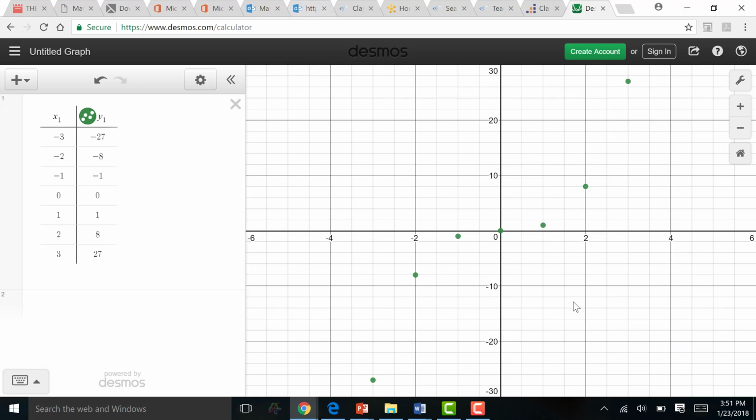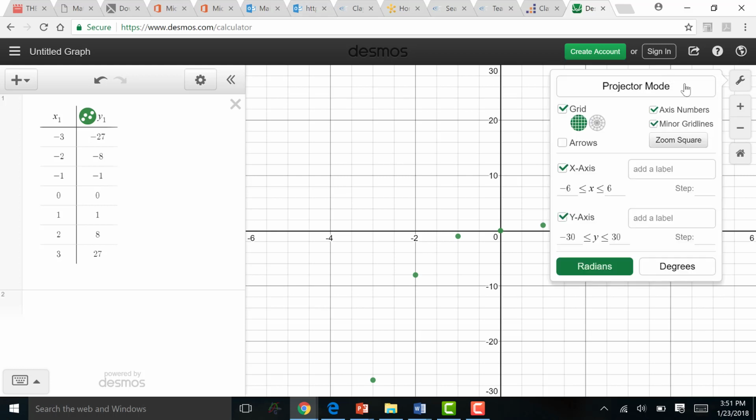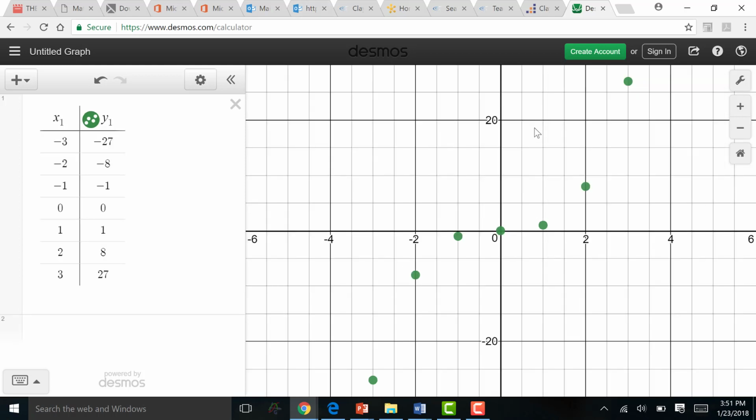Now, can you see all the points that you put in? You should be able to. And if you want to see them in bold, if you click projector mode, see where my cursor is? Click projector mode, and it just makes the graph in bold so that you can see the points better. Now, it said to plot the points and then draw a curve to connect the dots. Well, what equation did they give us that we created these points from?